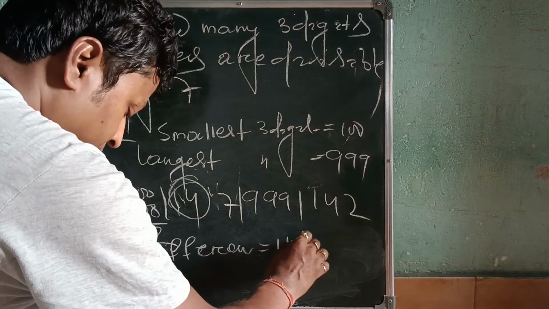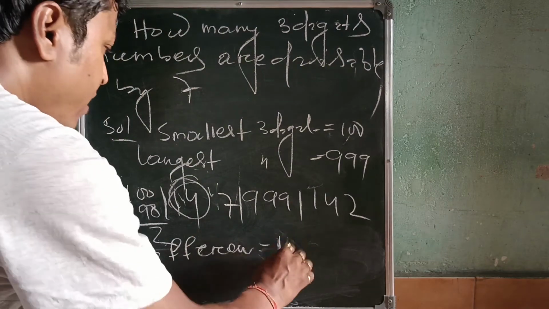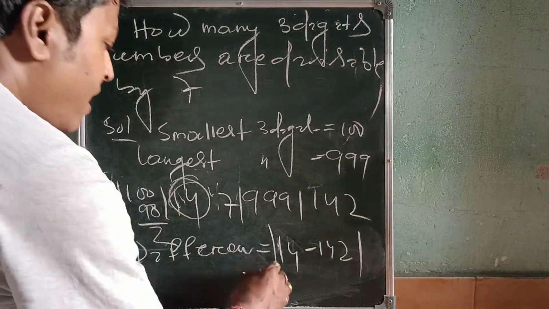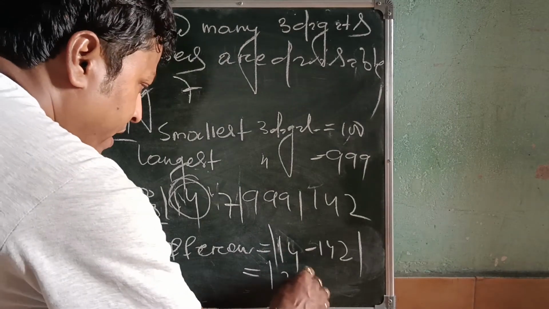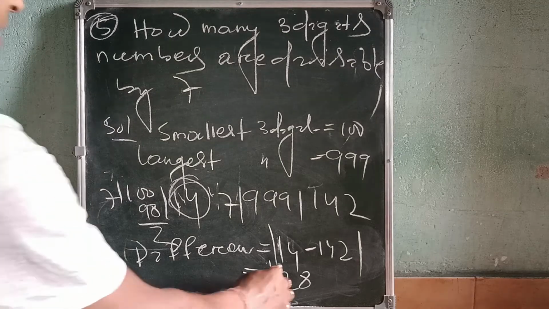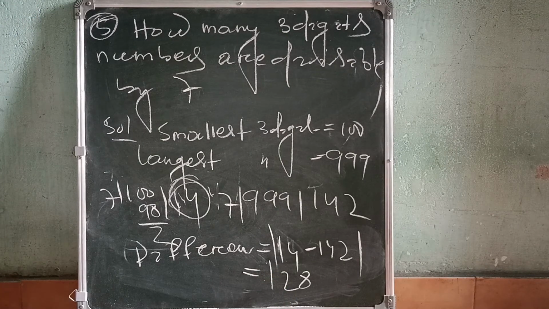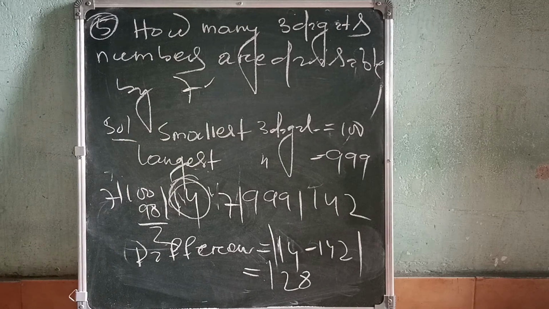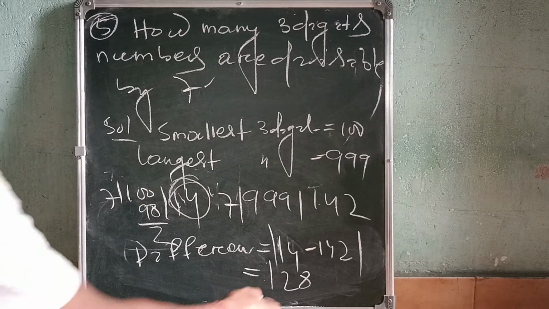In the sense 142. Sorry, 14 minus 142. Then the answer is 128. Minus is not required here. Okay, this is your answer. So when any digit problem is there, you just find out where it starts and where it ends, divide by the number, and whatever the quotients are, you just find the difference between them and ignore the negative symbol: 128.